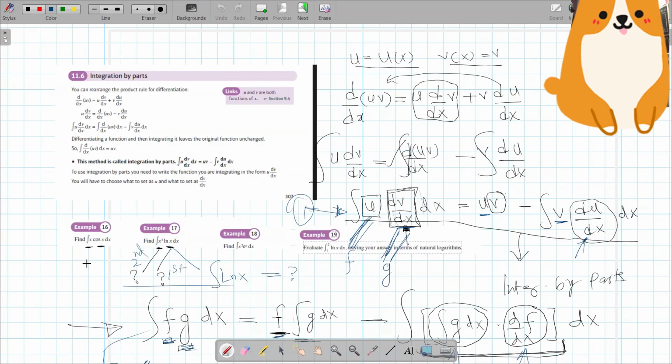Okay, another rule. Whenever we have the product of algebraic and trigonometric functions, then algebraic should be taken as first and trigonometric should be taken as second, again with the same reason that the derivative reduces the degree of algebraic functions.